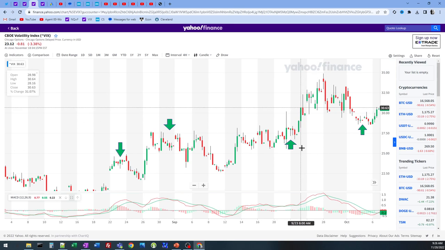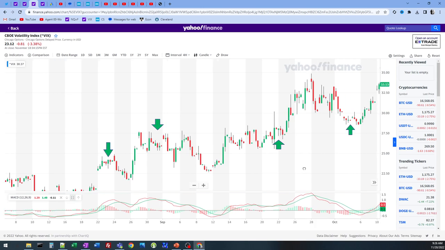I would consider this one a big move because it went from 27.99 all the way up to 33.8. That's a big move, guys. You would all agree to that. Anything over 30 for the VIX, that's a big move. Okay.